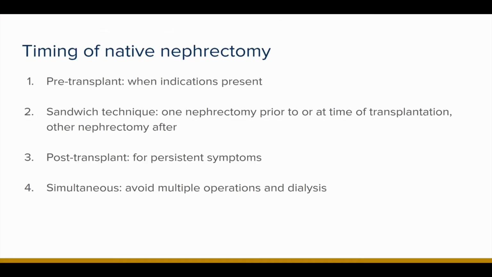There's a lot of controversy around when native nephrectomy should be performed in patients that have some of these indications. Some authors suggest it can be done before transplant or after transplantation. There's a sandwich technique described where one kidney may be removed prior to or at the time of transplantation, particularly for those who maybe have space considerations, and the following kidney can be removed after if necessary.